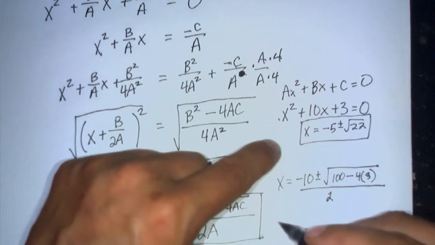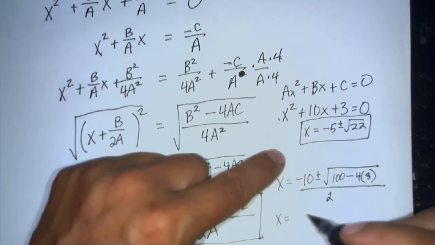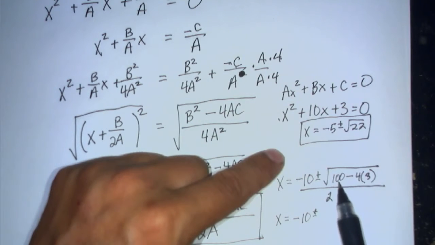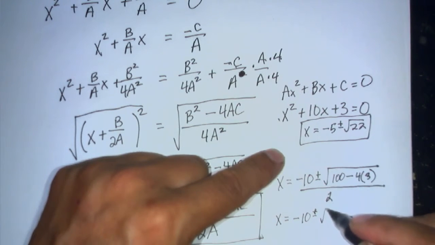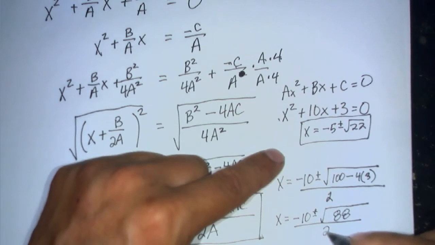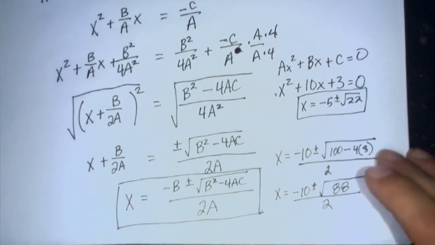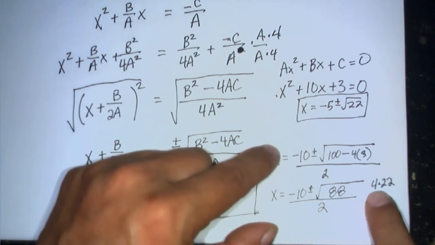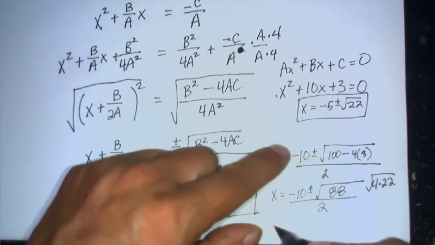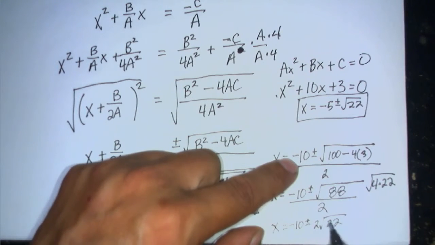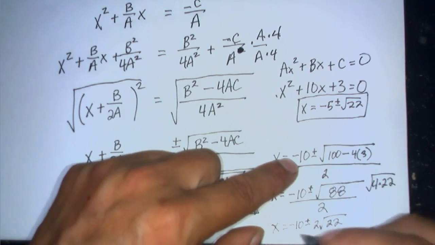What's underneath the square root? Well, x is equal to negative 10 plus or minus, well, what is this? This is 100 minus 12, which is 88. So we'll have the square root of 88 over 2. Still doesn't look right, does it? But 88 is 4 times 22, and the square root of 4 times 22 is negative 10 plus or minus 2 times the square root of 22, because the square root of 4 is 2, I can pull that out. And all that is divided by 2.